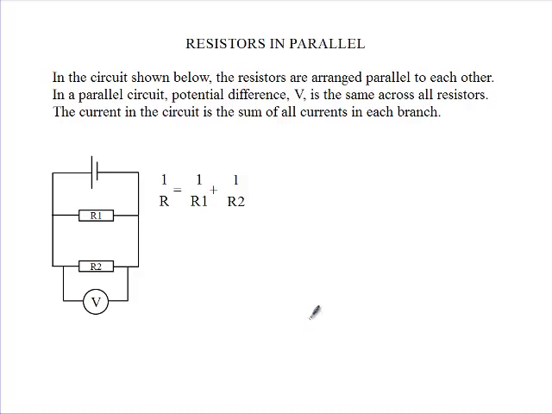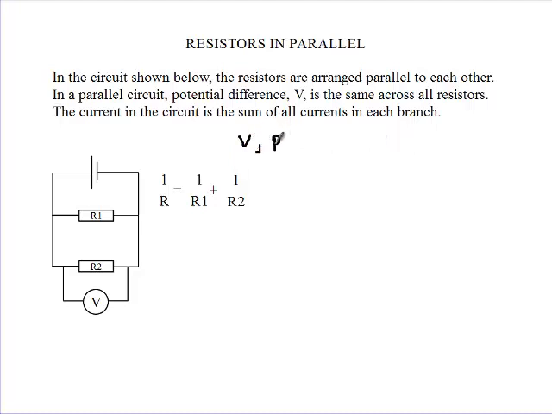Now let's talk about when resistors are placed in a parallel form, or in the form of a parallel circuit. One thing you need to know about parallel circuits is that the current has different pathways on which it moves. Now, in a series circuit, the current only moves along one path. The voltage is the same across all resistors. So V is always the same.